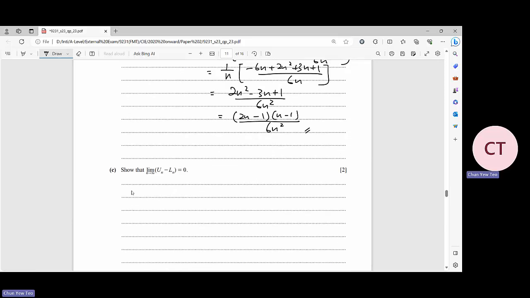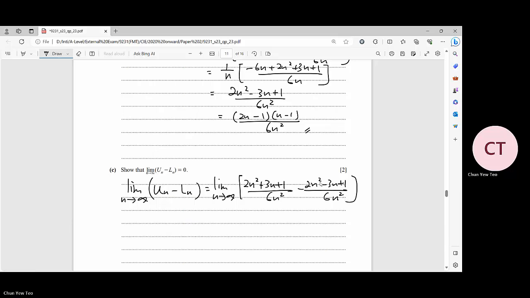We have part C. They want to find the limit of n approaching infinity of un minus ln. Based on the expression that we have, un is actually (2n squared plus 3n plus 1) over 6n squared. So the lower bound will be (2n squared minus 3n plus 1) over 6n squared. Then after that you subtract. If you subtract, you will get 6n over 6n squared.